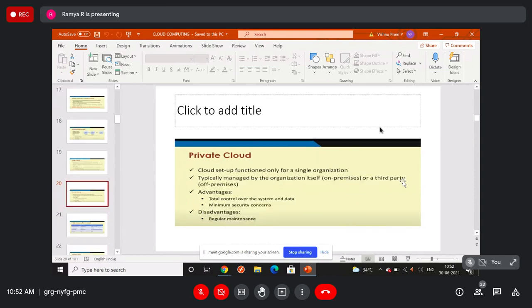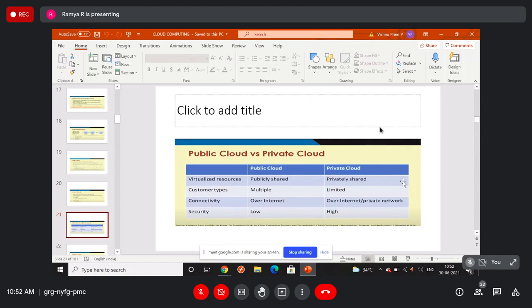Next thing, private cloud. As I told you, this is going to be organized by a single organization. It belongs to a single organization, and it is maintained by the organization itself. If you see the differences, virtualized resources in the public cloud are publicly shared, but here privately shared. In the public cloud multiple customers will be there; in the private cloud, limited customers. For connectivity, both you can connect over the internet. Coming to government officials, some things are connected over a private network, because that comes under very critical data.